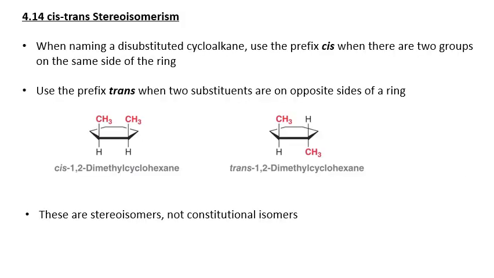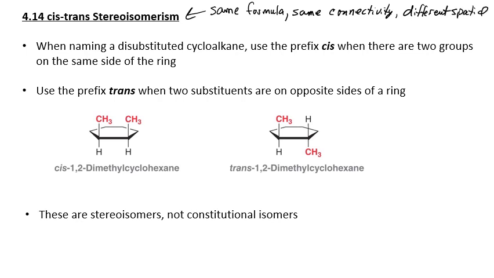All right, the last section deals with cis and trans stereoisomers. A stereoisomer, which really is the focus of Chapter 5, is simply an isomer that has the same formula, same connectivity, but a different spatial arrangement of your atoms.